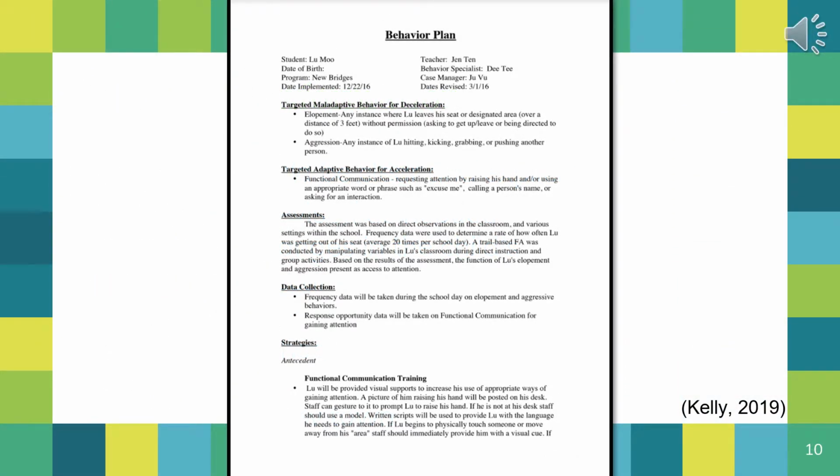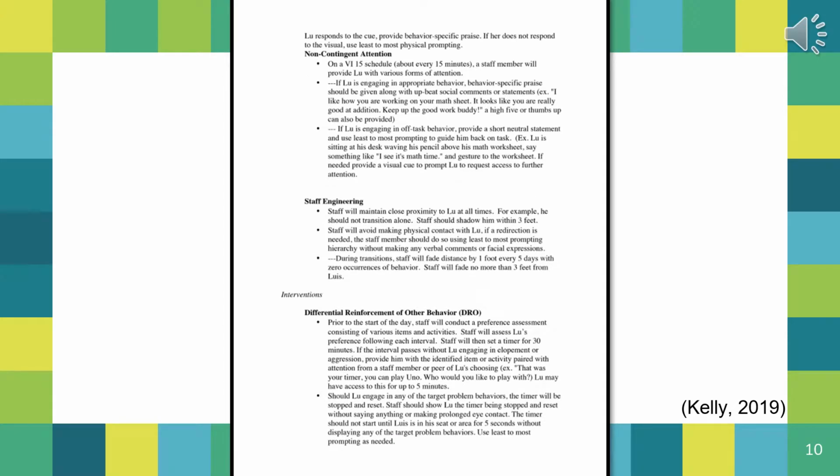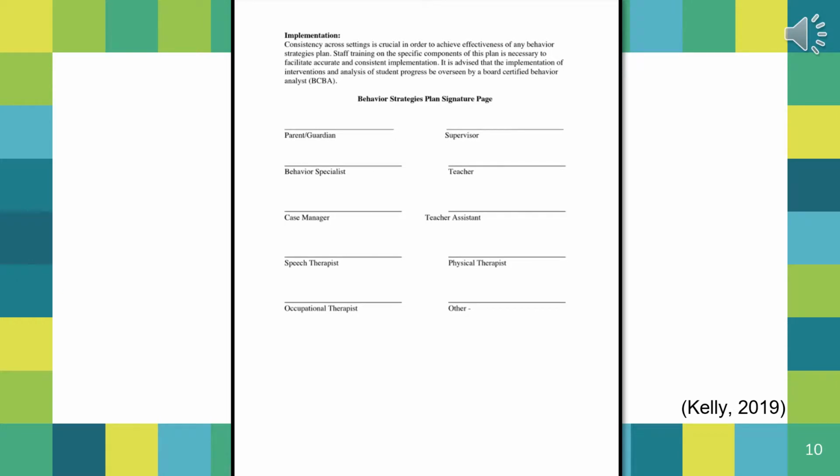Throughout the next few slides, we will be breaking down this written behavior reduction plan. This plan was written for a student, Lu Mu, and targets the behaviors of elopement and aggression. Listed here on the first page, you can see the behaviors, the assessment that was ran, data collection methods, and the beginning of the strategies to be used. On the second page, the strategies continue throughout, and on the final page, it has an implementation plan listed, as well as a space for all individuals who are involved to sign off on the plan. Now we will break down each component.